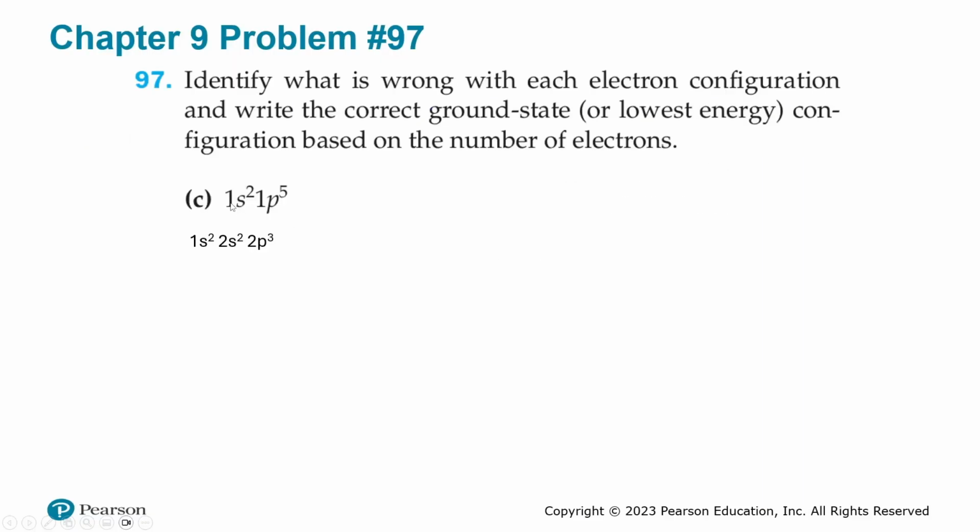Okay, so 1s2, 1p5. So we don't have a 1p orbital. So this has to be a mistake. The p orbital only starts at the second principal energy level, just like the d orbital only starts at the third principal energy level. And the f orbital only begins at the fourth principal energy level.